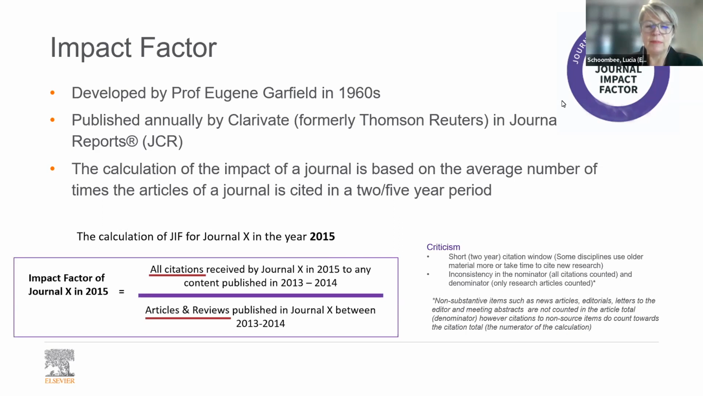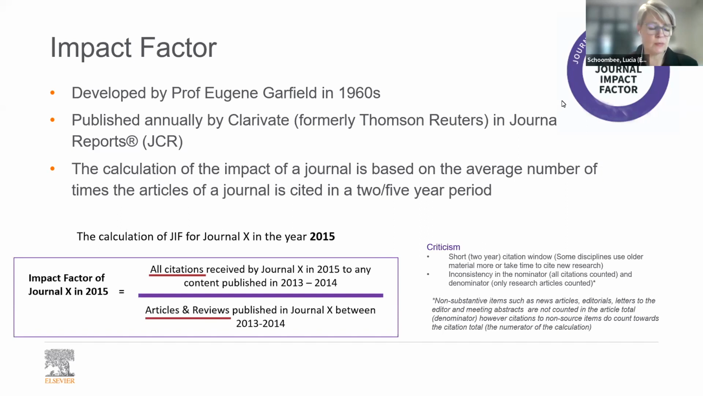So there's no real conclusion on what is the ideal number of years that we should use to calculate journal metrics. But despite this, it's been mentioned as a criticism that the 2-year citation window is regarded as too short because some subject areas use older material more and they take time to cite new research. It takes longer. So in that case, the 2-year window would be too short. And then secondly, there's an inconsistency in the impact factor in terms of the numerator and the denominator, where the numerator considers all citations while the denominator only selects specific document types, right?